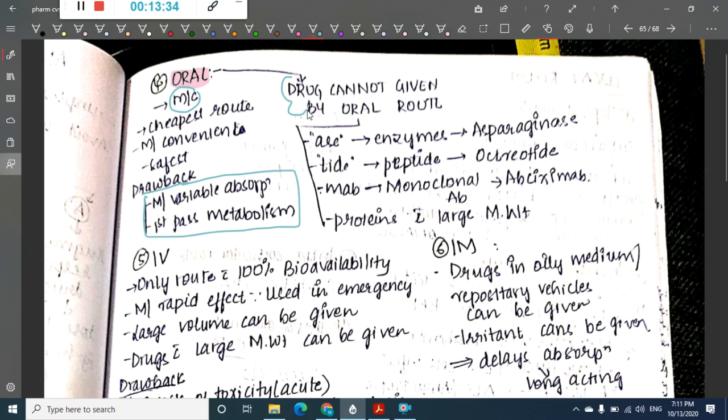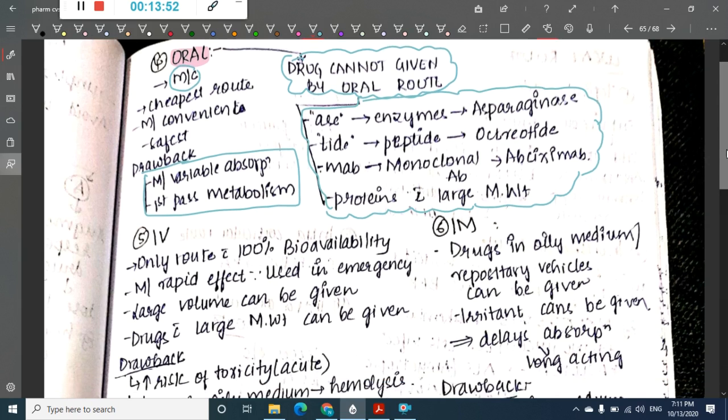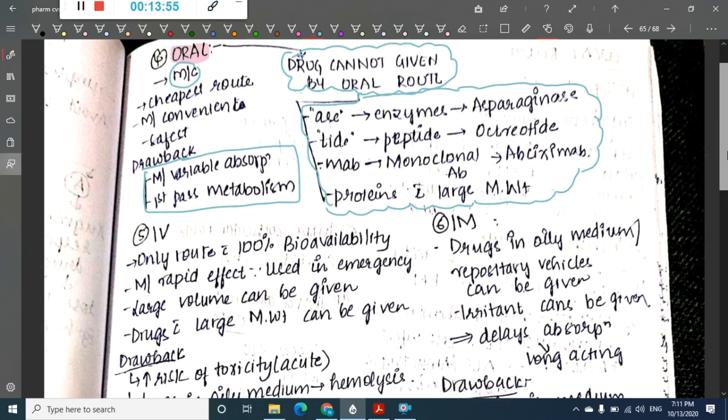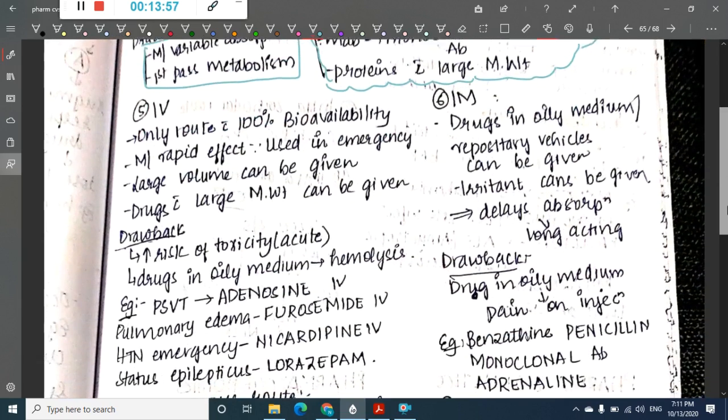The drugs which cannot be given by the oral route are: we cannot give enzymes like asparaginase, and we cannot give peptides like octreotide. Then we cannot give monoclonal antibodies like abciximab through the oral route, and proteins with large molecular weight also cannot be given through the oral route.